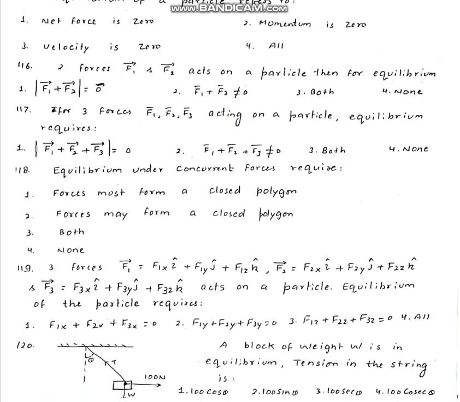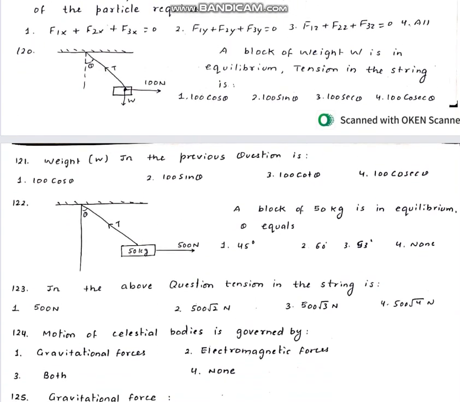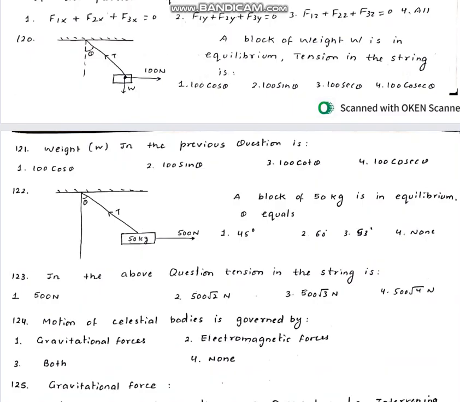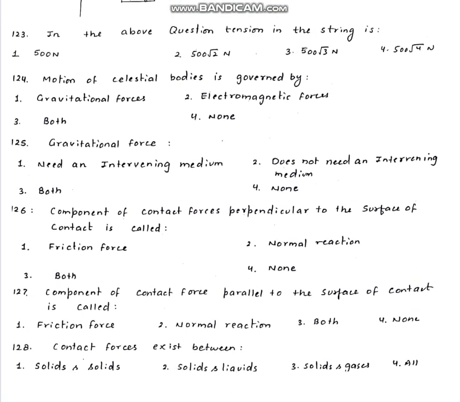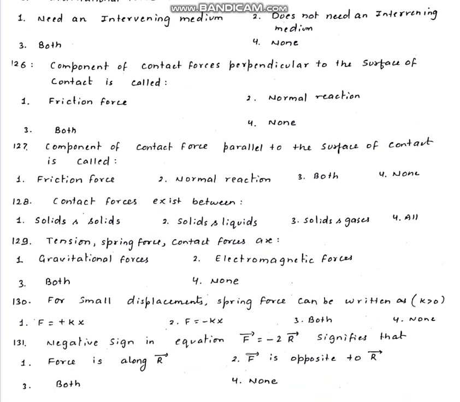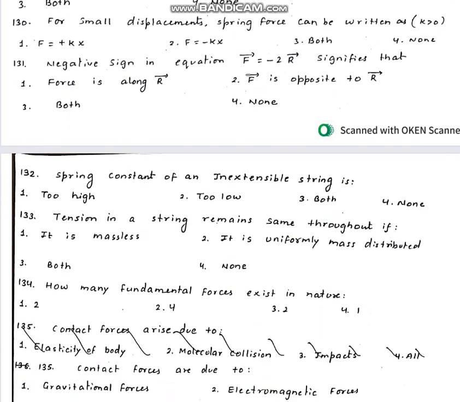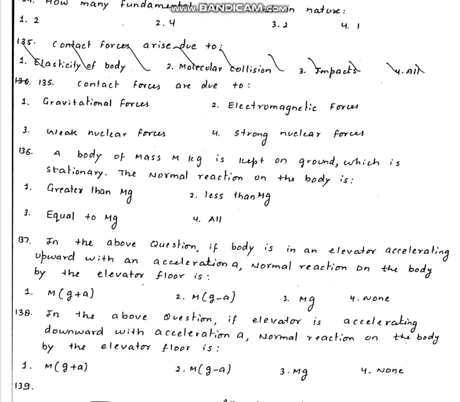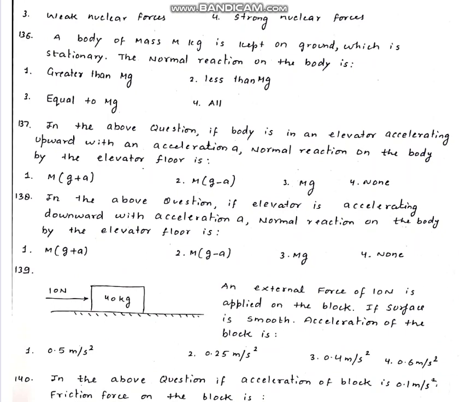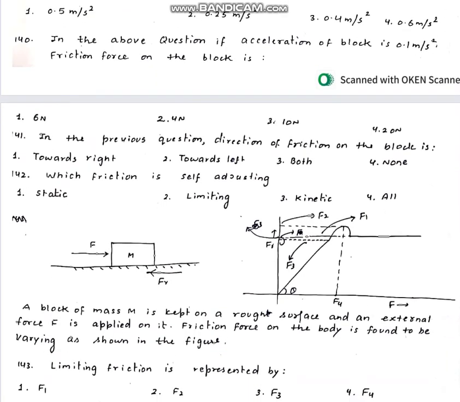Then we have two particles, forces acting on them, the resultant, equilibrium. Then we have questions on equilibrium of a mass on a string. Then we have a combined question based on weight, tension and horizontal force. Then we have gravitational force, friction and normal reaction. Then contact forces. Then spring force, impact of negative sign, spring constant, tension, fundamental forces, contact forces, normal reaction in an elevator. Then we have a mass problem where we need to find acceleration, then friction, then self-adjusting force.